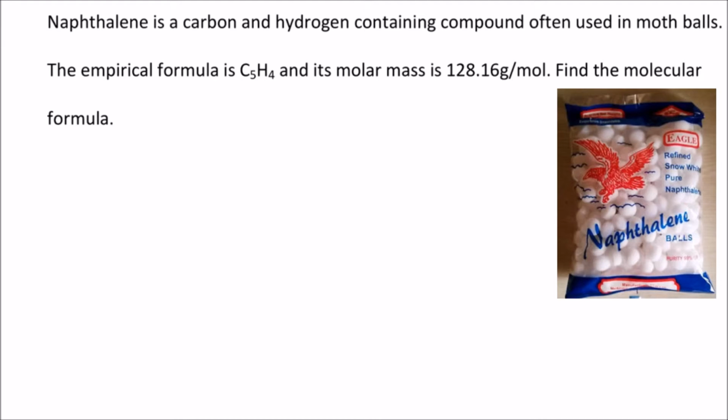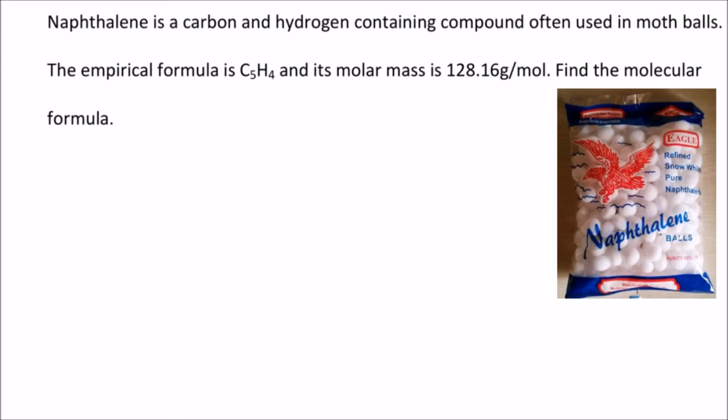Naphthalene is a carbon and hydrogen containing compound, often used in mothballs. The empirical formula is C5H4, and its molar mass is 128.16 grams per mole. Find the molecular formula. Okay, so again, they gave us the empirical formula. Awesome. They gave us the molar mass of the real compound, which they have to do, and now all we have to do is the rest of the steps.